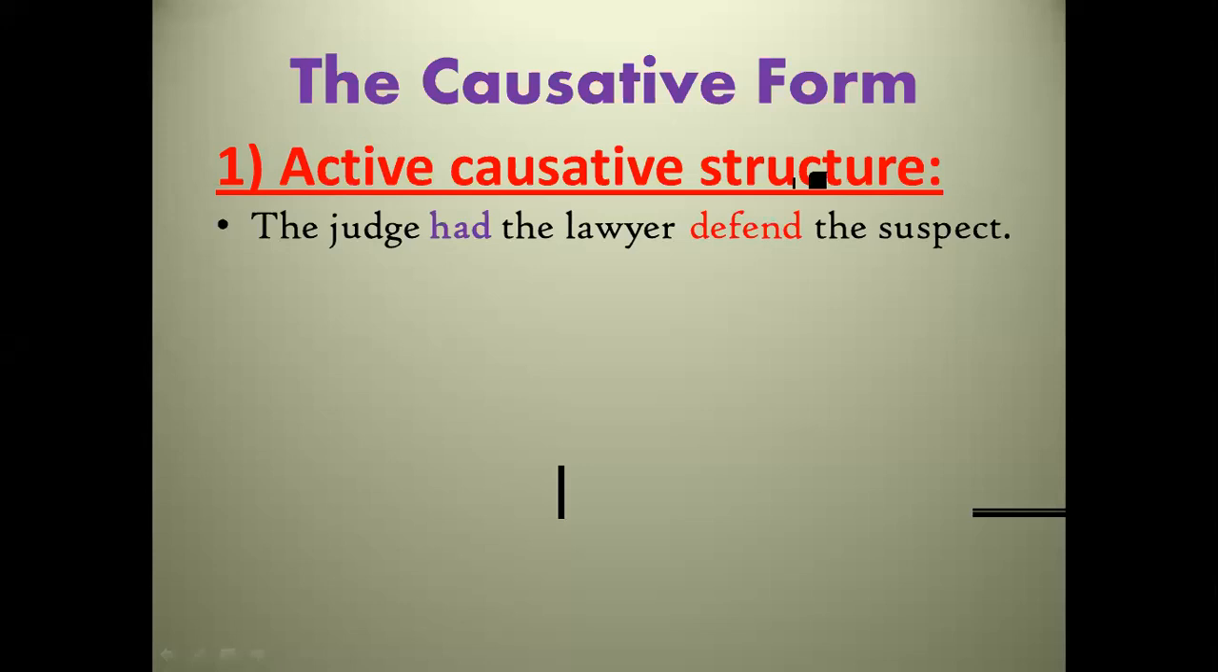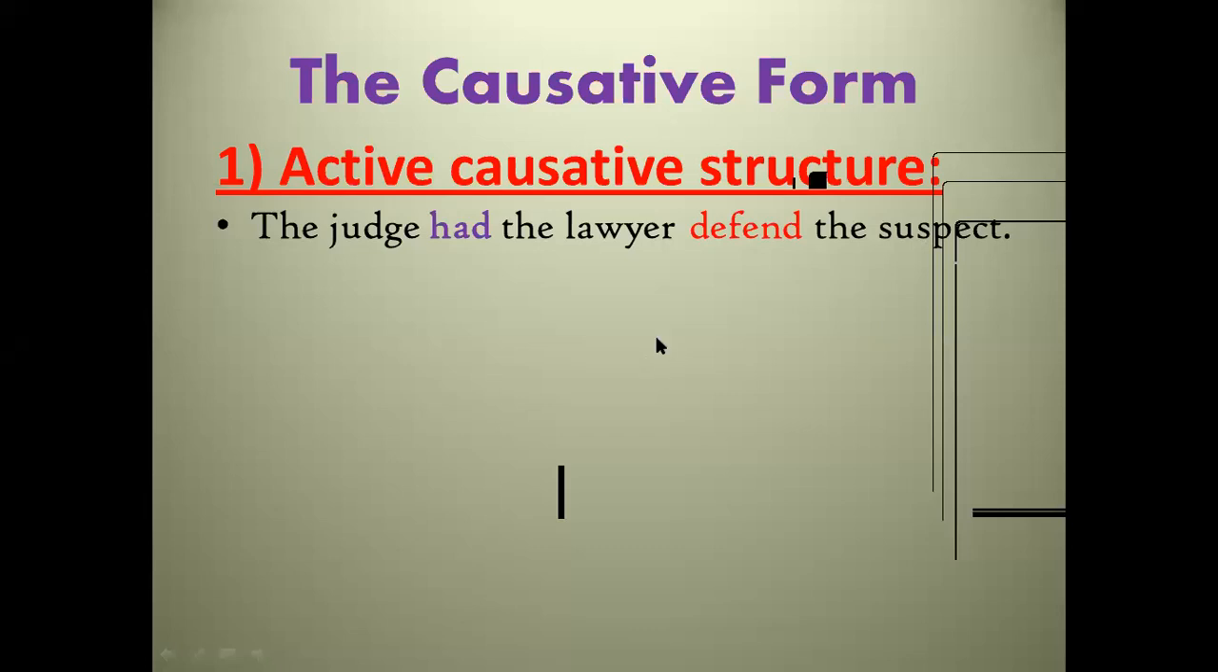So the judge had the lawyer defend the suspect. Who defended the suspect now? The judge or the lawyer? What are your answers? Okay, the lawyer is the one who defended the suspect. So the judge was just a cause. He caused the lawyer to defend the suspect.